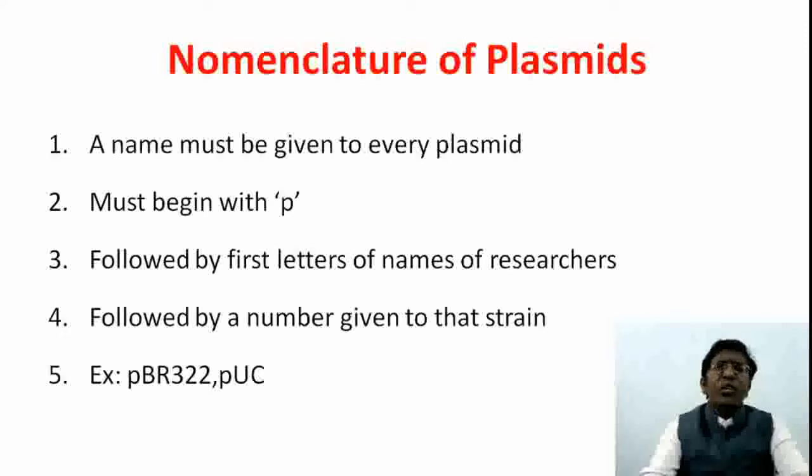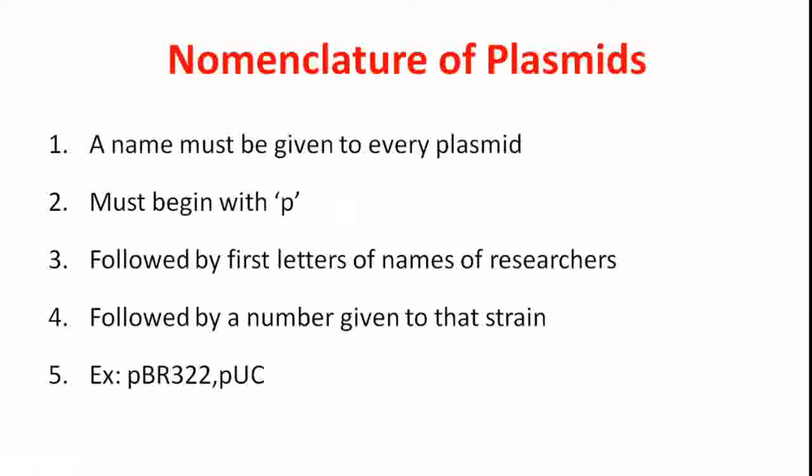And now let's have a look at the nomenclature of plasmids. As you and I have names, plasmids also have names, right? So there are certain rules to be followed to name every plasmid. Every plasmid must be given a name, and in that name, the first letter must be a small p of the English alphabet. That small p stands for plasmid.